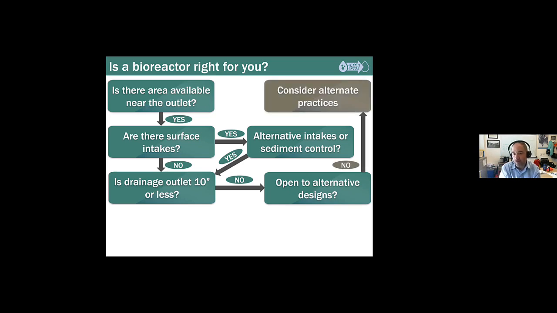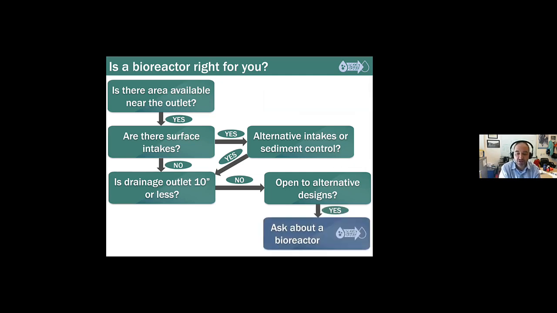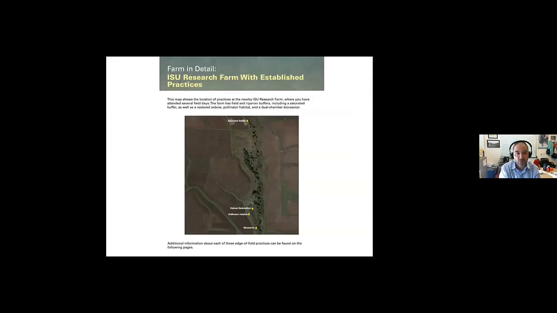But if you're not, then we'd consider or need to do something alternative. Okay. Otherwise, yes, ask about that bioreactor.